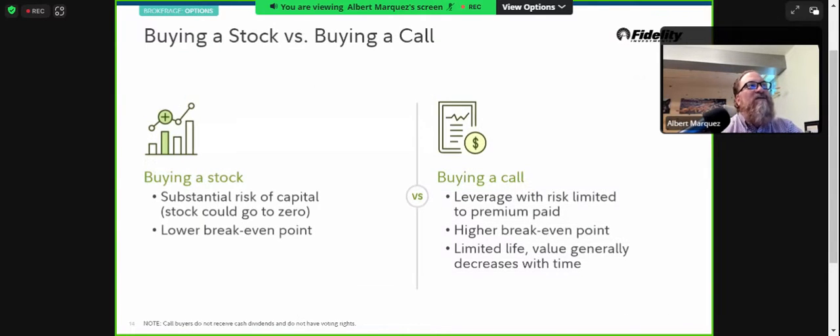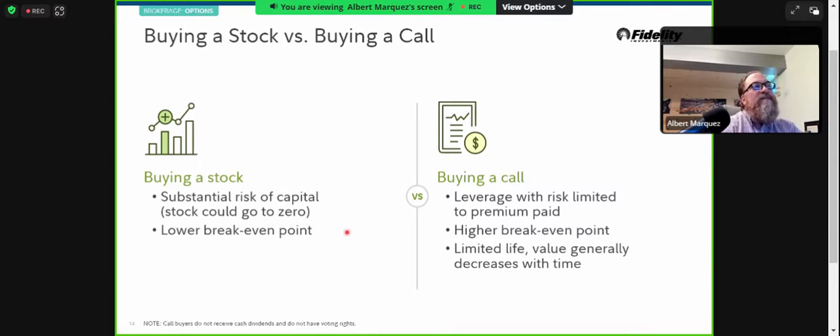So, buying stock versus buying a call. Here are a couple of important distinctions. When we talk about buying a stock, as we talked about previously, we will have more substantial risk of capital. The stock could technically go to zero. Obviously not every stock goes to zero before an option expiration, but it could happen. And so that is a substantial risk of loss: $4,250 versus the $210 you paid for the option contract. Pretty substantial difference in potential risk.